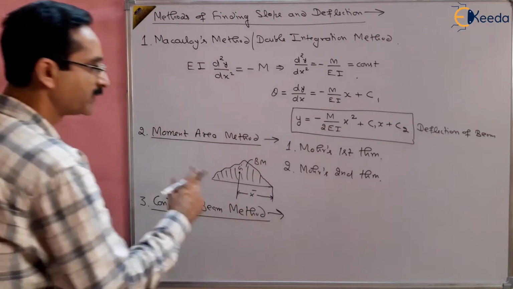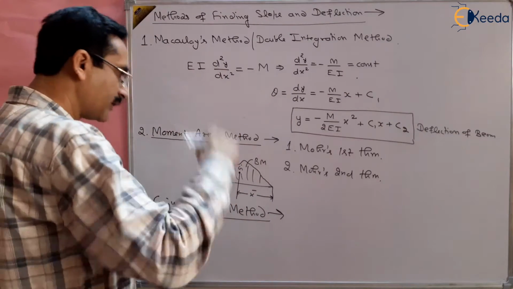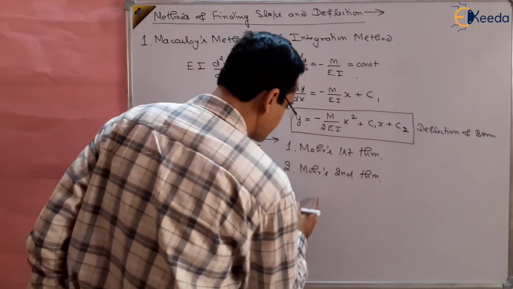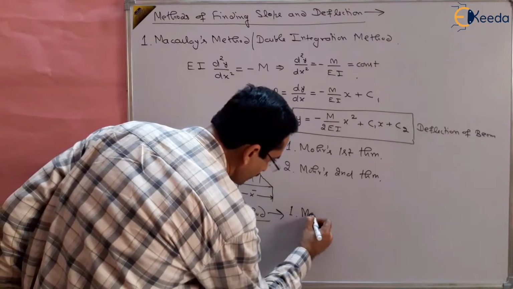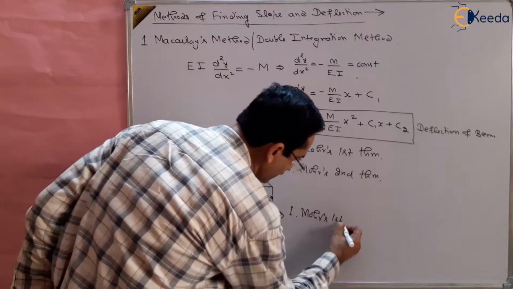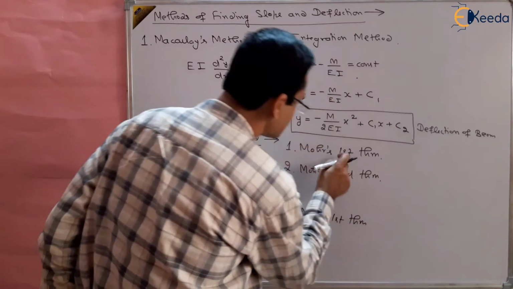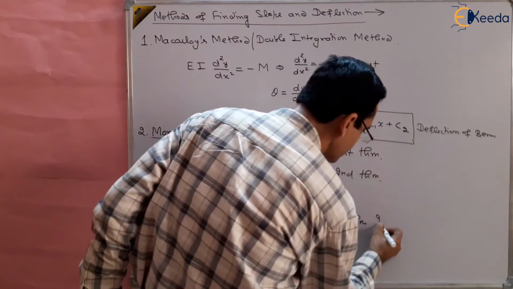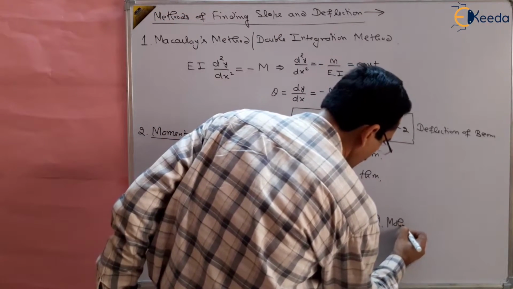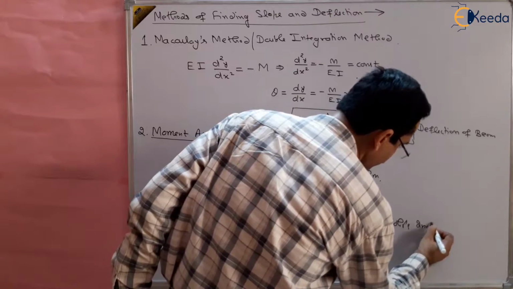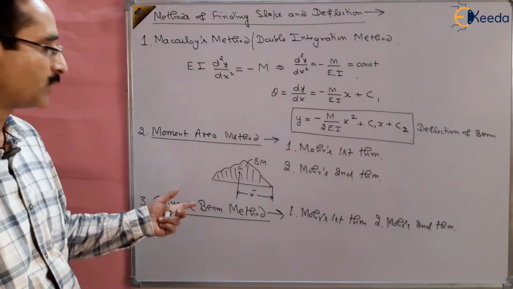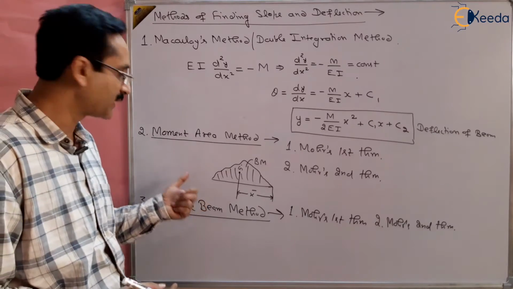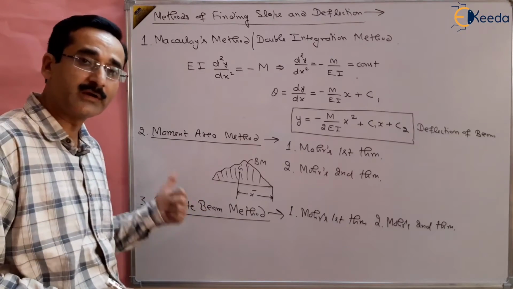In this also there are two theorems, Mohr's first theorem and second theorem. Mohr's first theorem here is different from the earlier theorem, right? And second is Mohr's second theorem, right? So what is a conjugate beam? That is an imaginary beam loaded with the bending moment diagram, right?